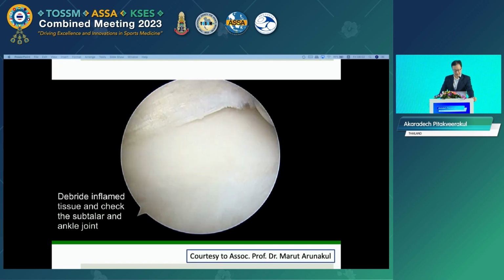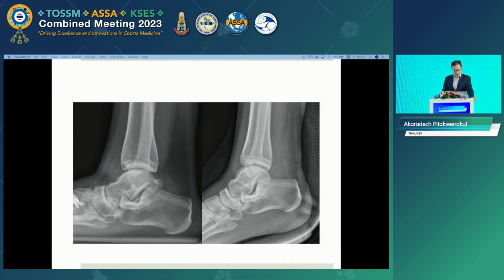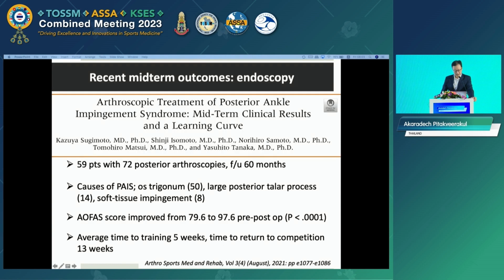So, in the post-operative film, the os trigonum is gone and the clinical result is good. In a recent midterm outcome study of endoscopy from the Tanaka group in Japan, they followed 72 posterior arthroscopies for about 5 years. The cause was mostly the os trigonum. The AOFAS score improved from 79 to 97 pre- and post-op. Average time to training was about 5 weeks, and time to return to competition was 13 weeks.